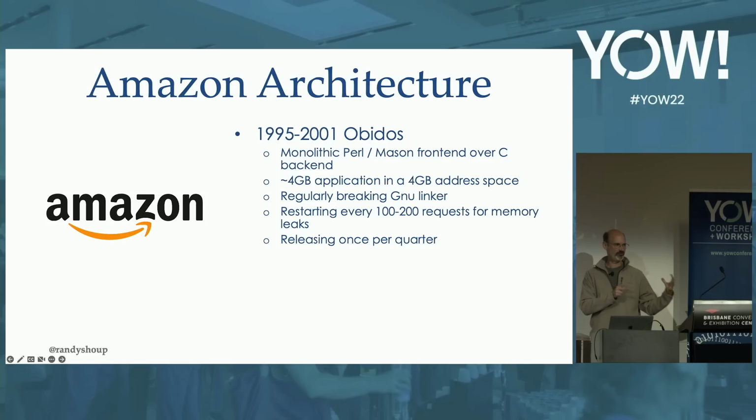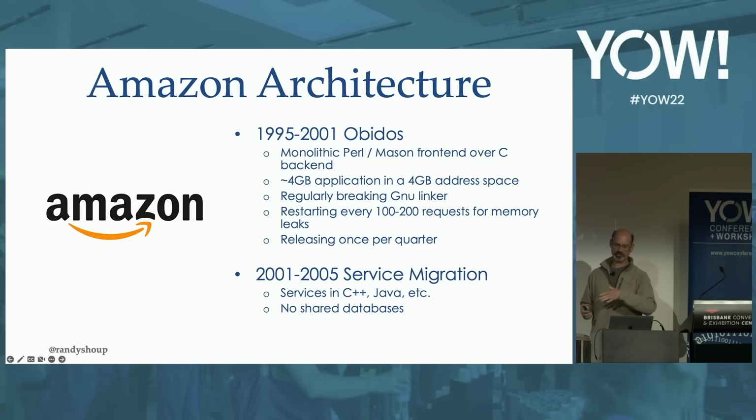The application was a 4 gigabyte application, so 4 gigabytes' worth of application in a 4 gigabyte address space. So they were regularly swapping just the application in and out of memory, pretty brutal. They were regularly breaking the GNU linker, and because it was so, I'll call it effective at leaking memory, they were having to restart the service every 100 to 200 requests just because of the memory leaks. And as a consequence of this painful situation, they were only able to release once a quarter.